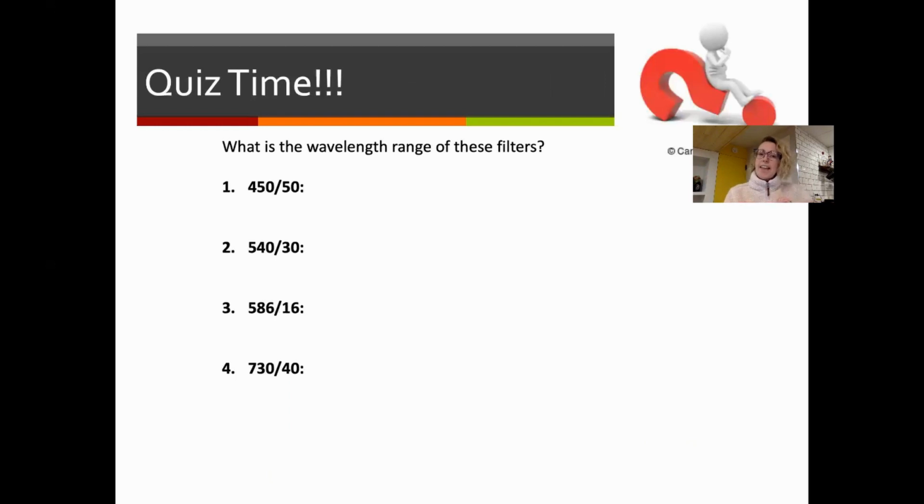So if we take a look at these filters, I want you to go through and see if you can determine what range of wavelength would be present on these filters. If we go through the first one together, we have a 450/50. That means our center is 450 and the total range is 50. So we have 25 on either side. So that means our wavelength range is 425 to 475. Woohoo! So go through and see if you can figure out the last three, and I'll throw up the answers shortly.